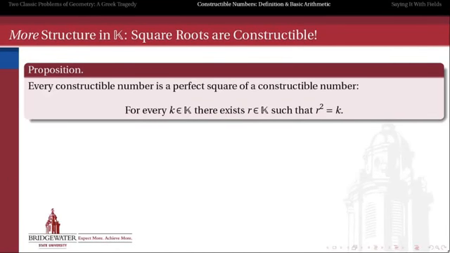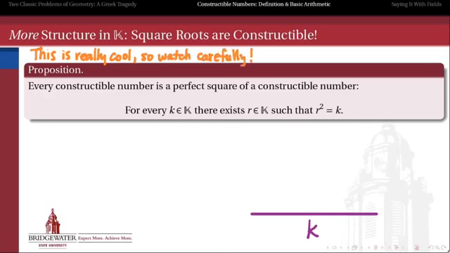So there is much more to the structure of constructible numbers than just their field axioms. Addition, subtraction, multiplication, and division are not the end of the story. There's one more feature that the constructible number field has that makes it special. That's the square root property. So the idea is if I have any constructible number k, I can construct the square root of k. This is a really cool construction.